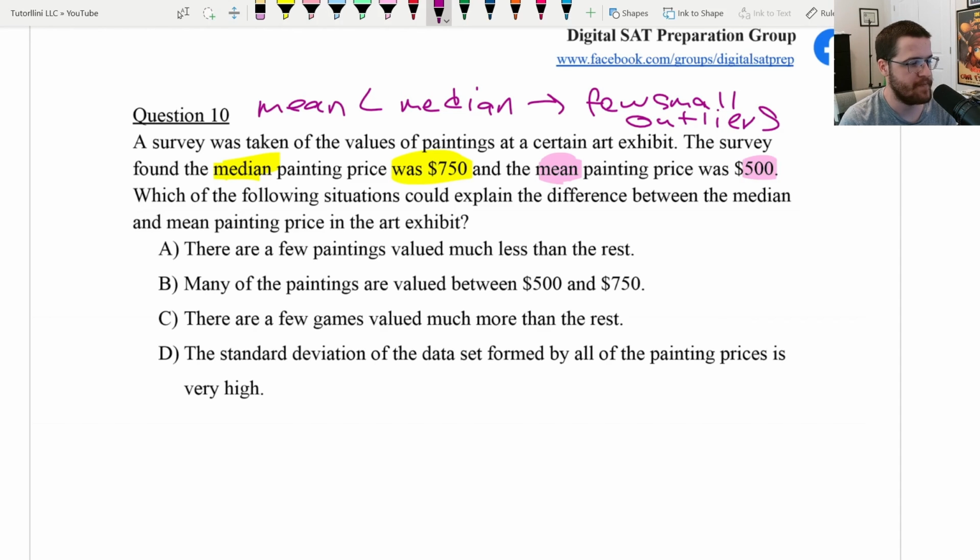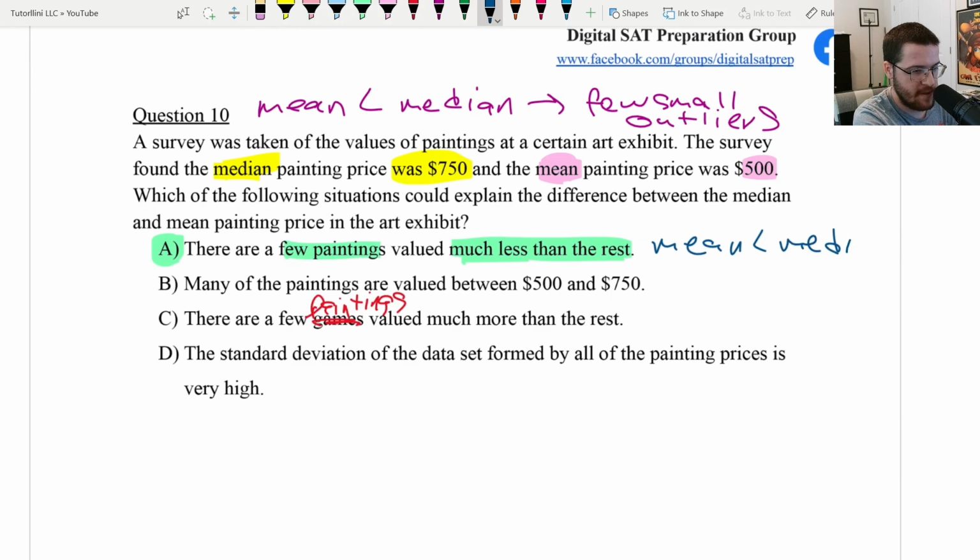And I'll fix this in the worksheet, guys. It should say paintings. All right. Let's see. There are a few paintings valued much less than the rest. That's what we want. So we've got a few small outliers, much less than the rest. So this is correct because this is saying mean is less than median. That conclusion would explain that.